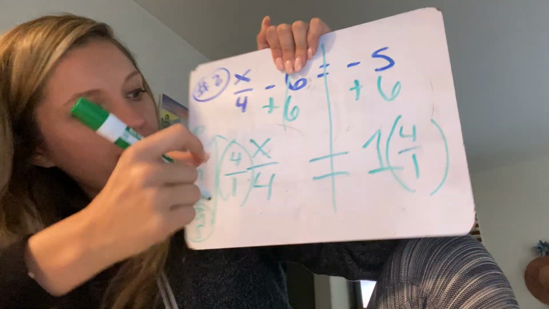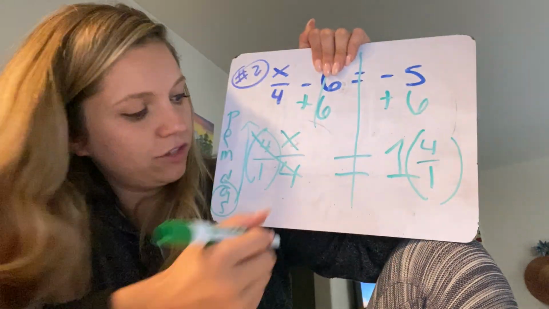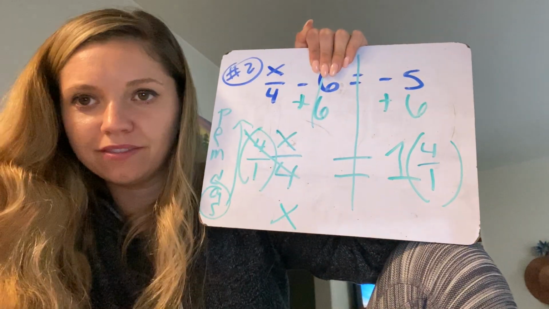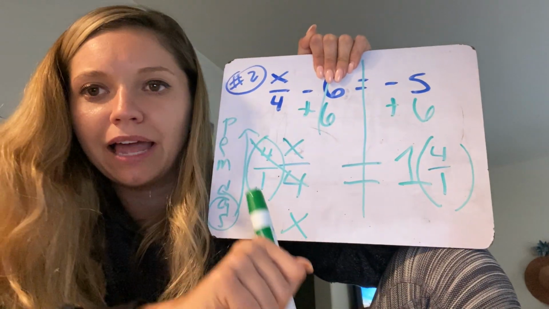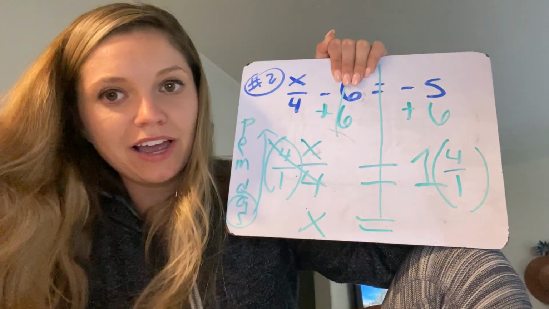Now, the side with the variable, this cancels. Yay! So I'm just left with x. I love that. Just scratch it out. Bye. Out of my life. Now, bring down your equal sign.